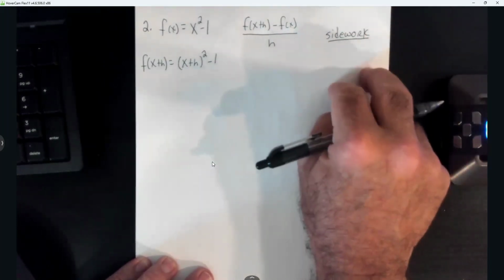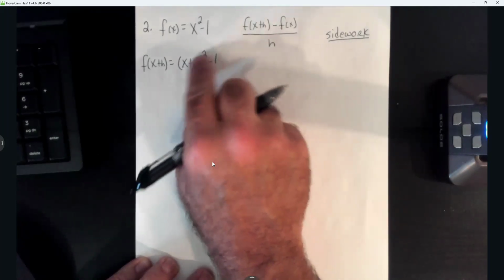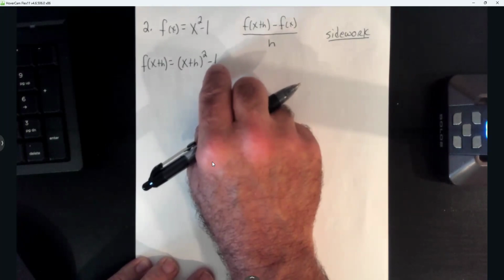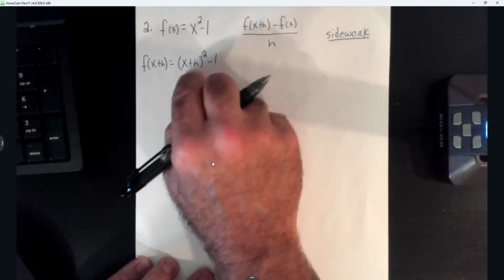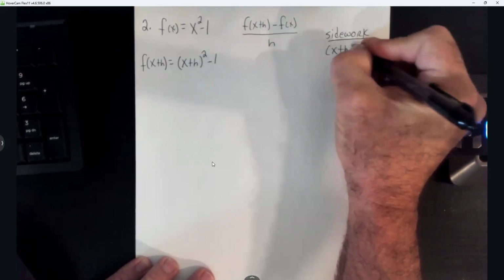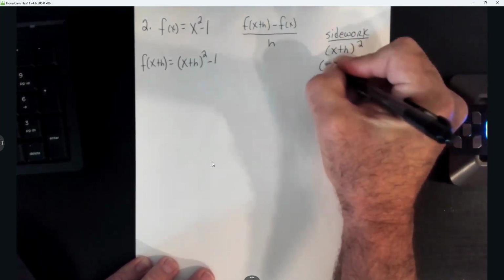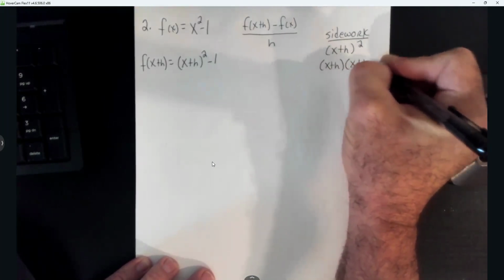Now, y'all, what I get on my side work is going to be the same thing y'all get on this. Because the only difference on this problem is like the minus 1, minus 2. They might put a plus 1, plus 2 or something. But the x plus h squared will be the same as mine. So x plus h squared is x plus h times x plus h.